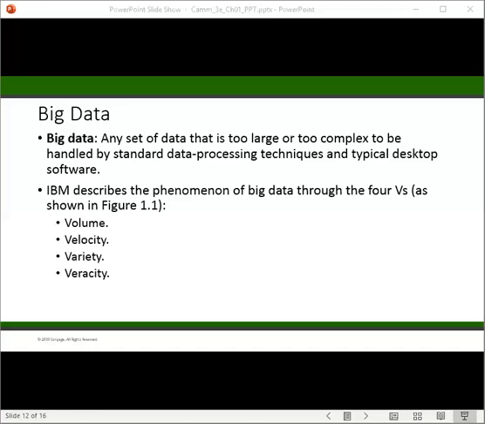Hadoop is an open source programming environment that supports big data processing, and MapReduce is a programming model used within Hadoop that performs complex analytic operations.